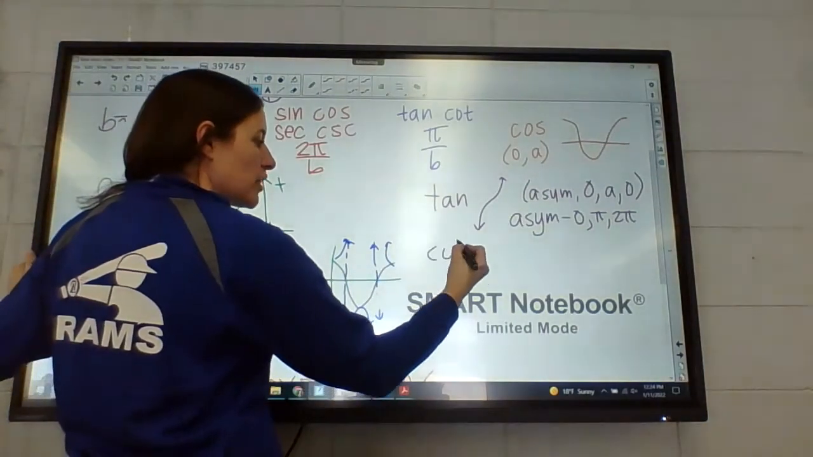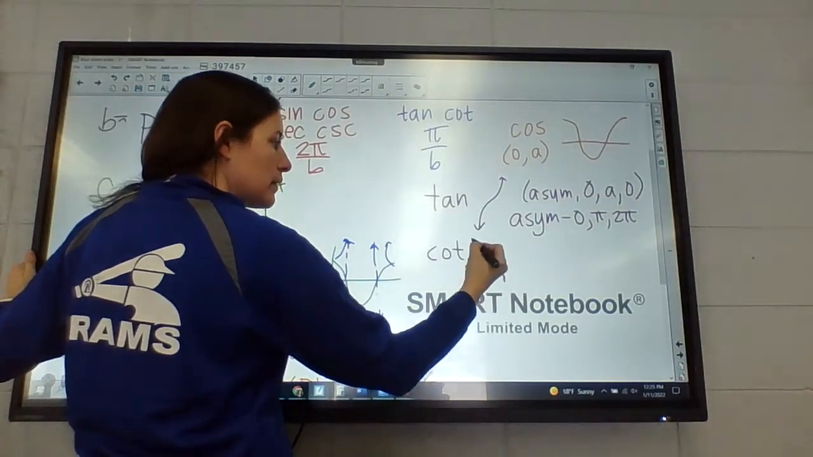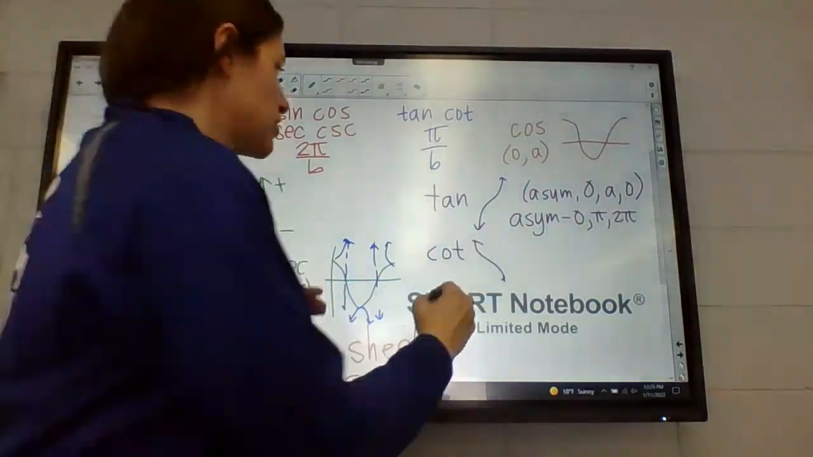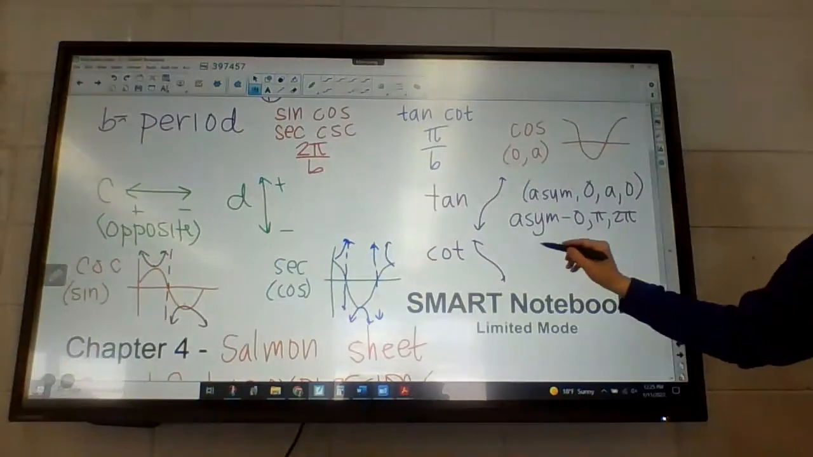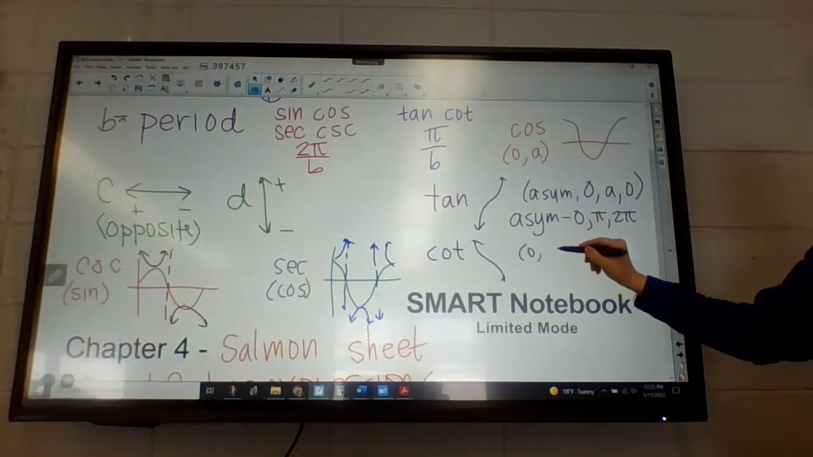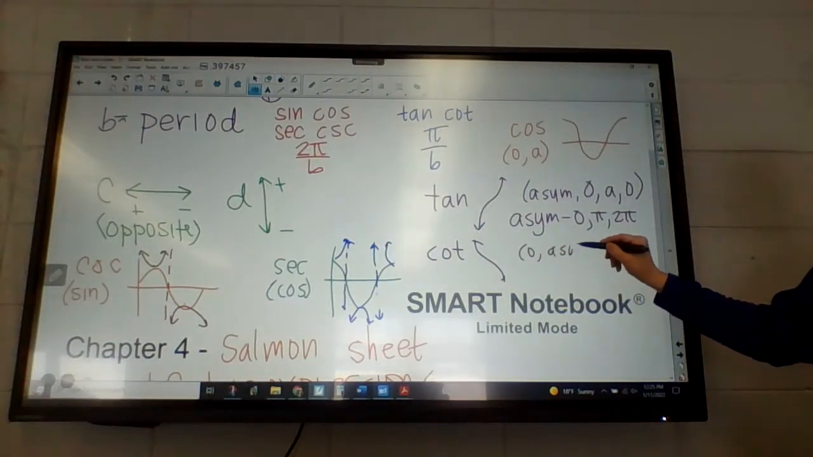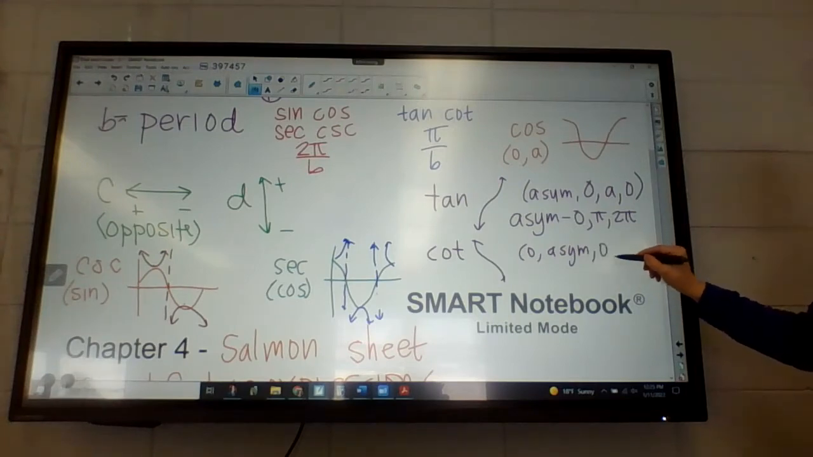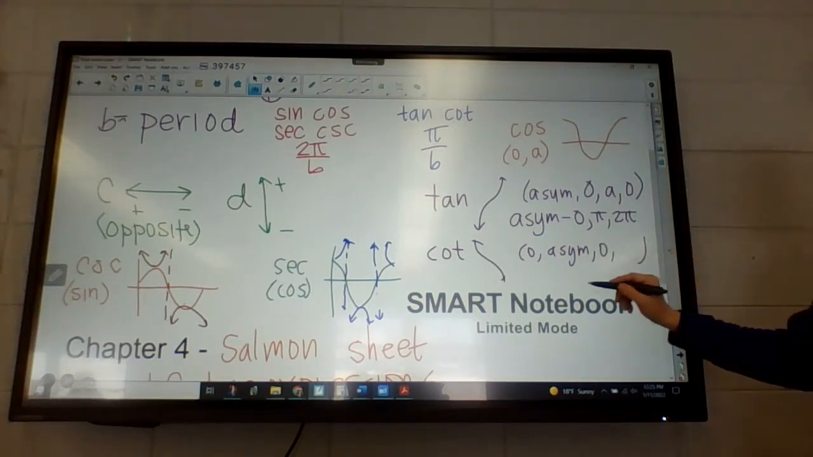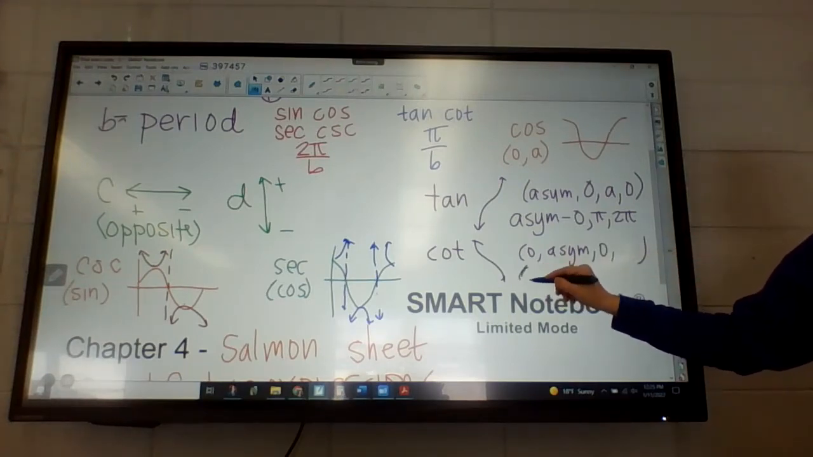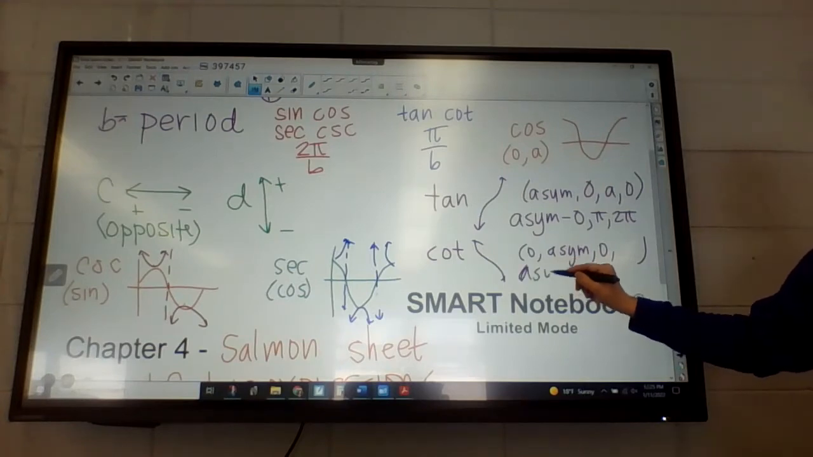Where cotangent goes downhill, and it's just the opposite. So it starts at 0, and then there's an asymptote, then it goes 0. So this one, its asymptotes are at the halves.